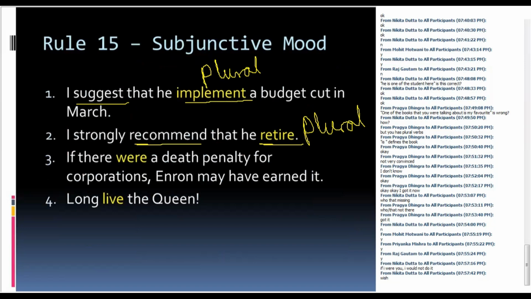If there were a death penalty for corporations, Enron may have earned it. It is something which is contrary to fact. Long live the queen. It is your wish.